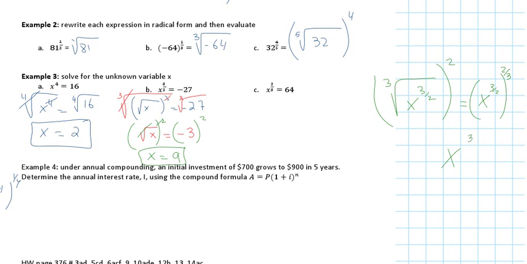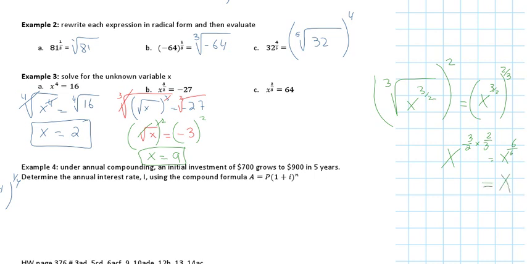3 times 2 is 6. What's 6 over 6? 6 over 6 is 1. Did I isolate for my x? Is it x by itself now? It is. And that's my whole point.